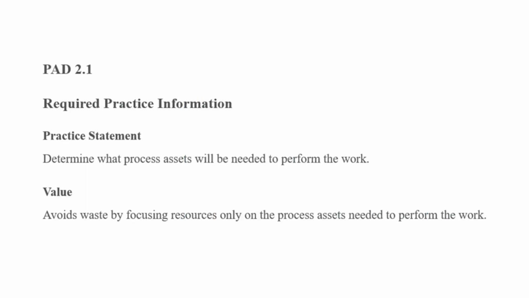PAD 2.1 provides the essential first step in this process by looking for us to consider what process assets we need to support our work. As with most endeavors, the process development and management functions within an organization are usually resource constrained, so this practice helps to ensure that the limited available resources are targeted to the areas where the need is the highest.